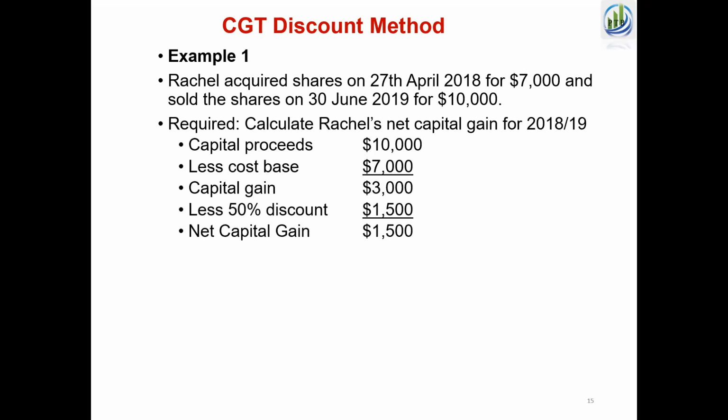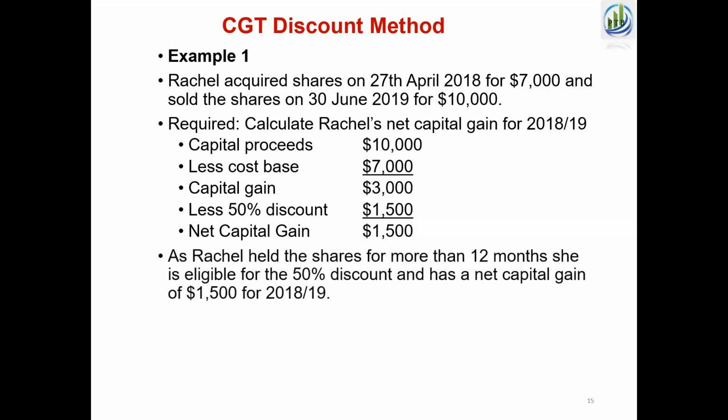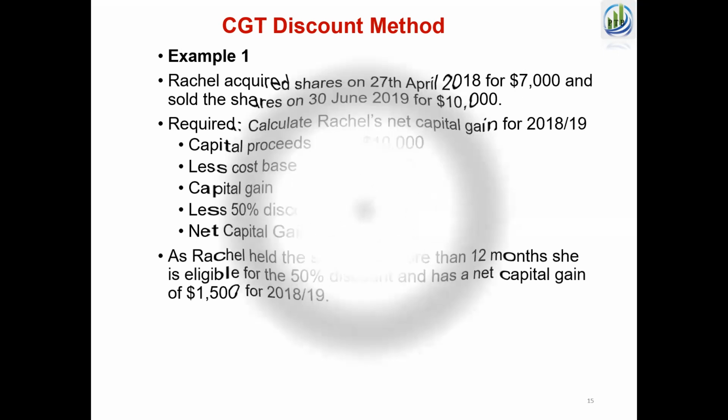For example, if Rachel purchased this property on 27th of April 2019, we cannot apply the discount because that's less than 12 months. But in this example, 27th of April 2018, it is more than 12 months, so we can apply the 50% discount on the capital gain. So the net capital gain will be $1,500. So that's example one. Rachel gets 50%.